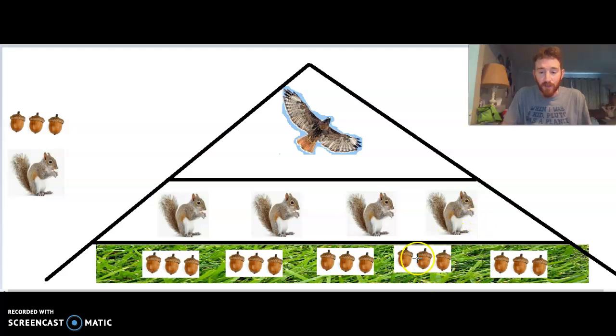Again, these energy pyramids show a food chain. So here we again have acorns to squirrels to the hawk. That's how the energy flows. But again, there's much less energy the higher up we go, which is why we don't see a whole lot of those predators. And that's our big thing of the day.